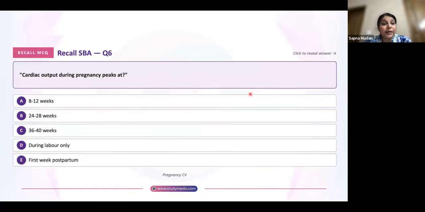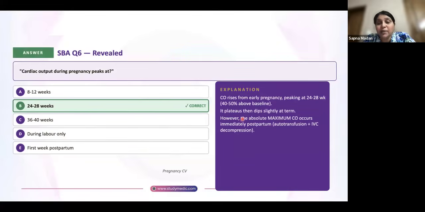Cardiac output during pregnancy peaks at 8 to 12 weeks, 24 to 28 weeks, 36 to 40 weeks, during labor only, or first week postpartum. So we just discussed it. I hope the short-term memory is good and it stays in the long term. So it is 24 to 28 weeks.